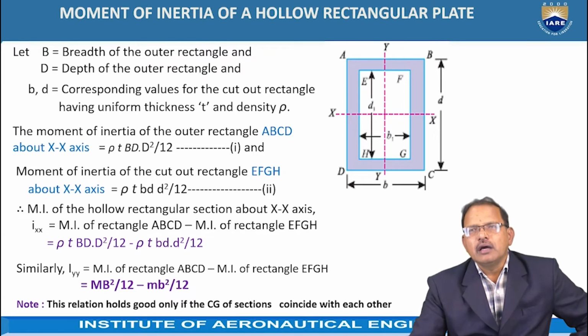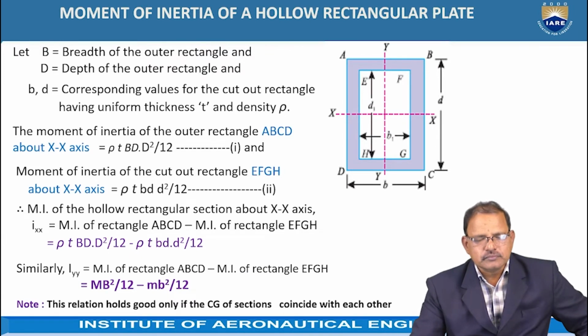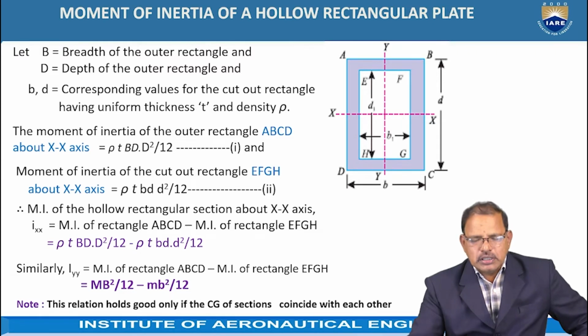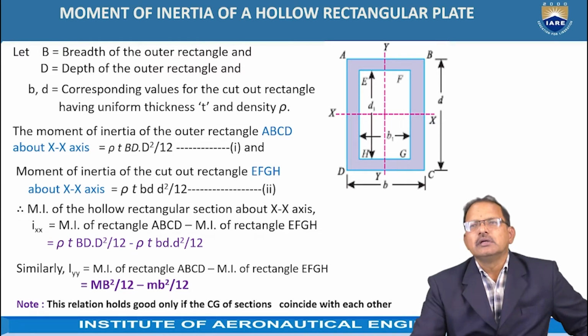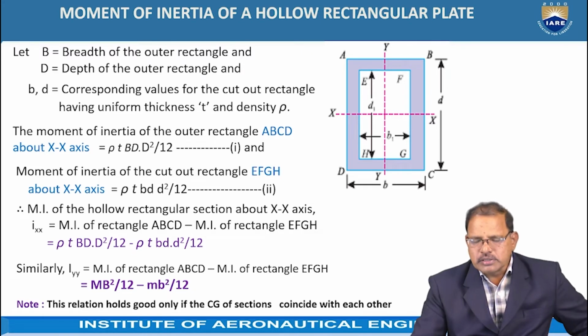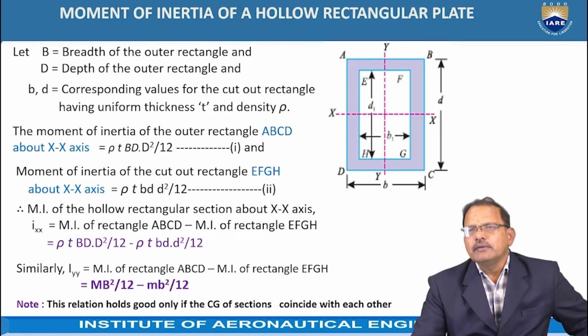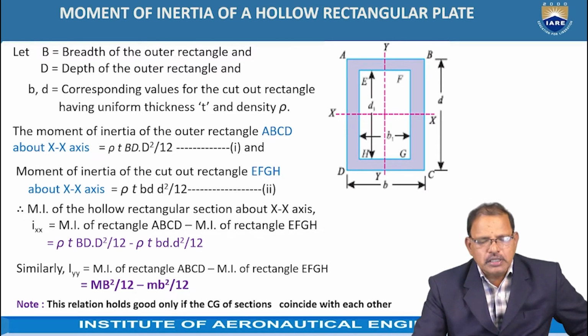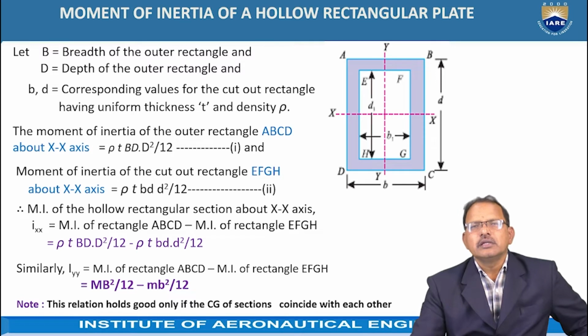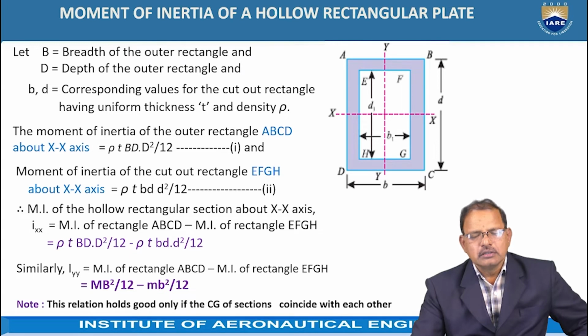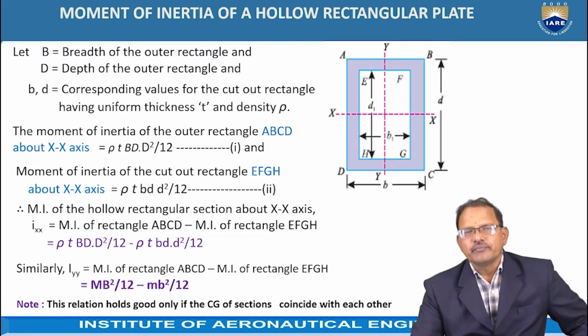The moment of inertia of the hollow rectangular plate. Now let us consider a hollow rectangular plate having external dimensions as capital B, representing the breadth of the outer rectangle, and capital D, representing the depth of the outer rectangle. The thickness remains constant. Similarly, for the inner rectangle, small b and d represent the corresponding values, which is having uniform thickness, and the density is equal to rho.